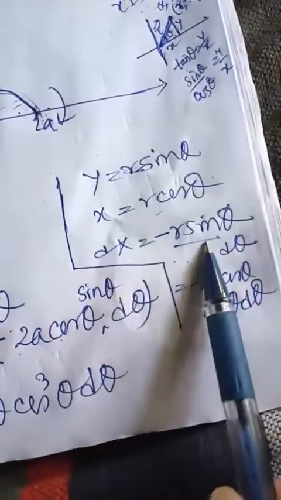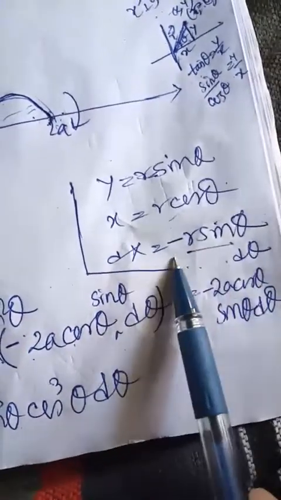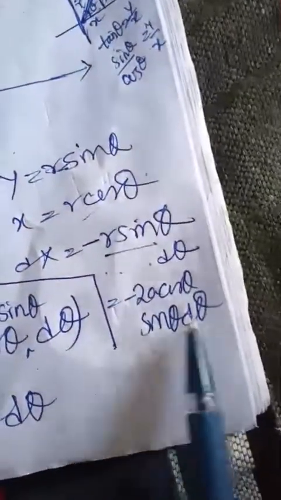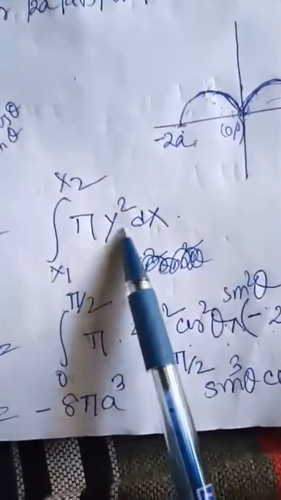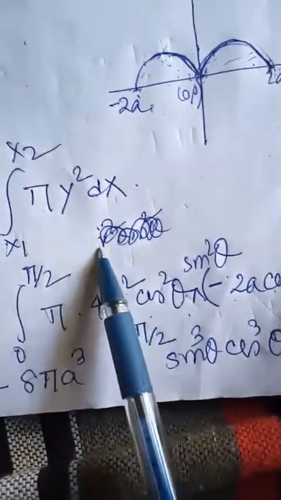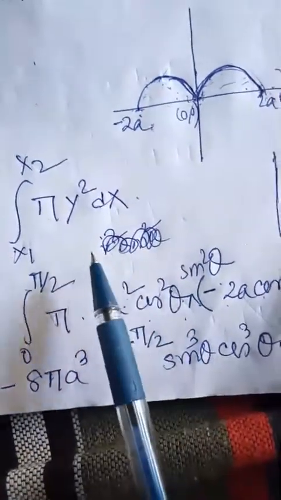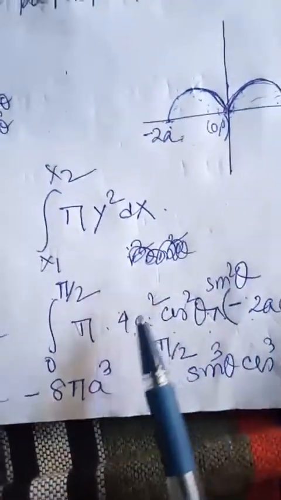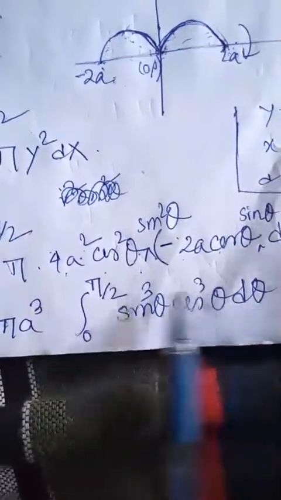We need dx, because here dx equals minus r sin theta d theta, and if we put the value of r given in the question, we get minus 2a cos theta sin theta d theta. We also have to replace y's value. So y squared is r squared sin squared theta. I cut it short because the calculation would be larger. Replacing the values, we get this, and then we multiply all the sin theta and cos theta terms, and it looks exactly like this.